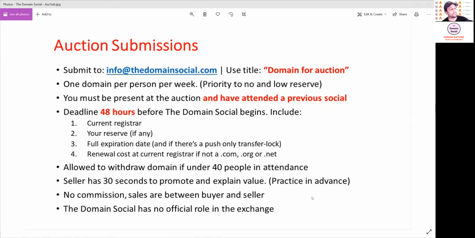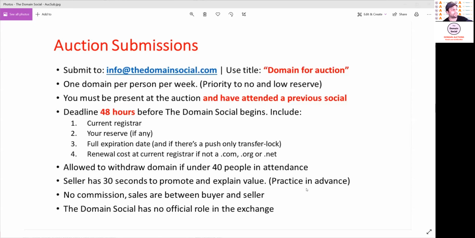Also, there's no commission taken by the domain social. So the sales, and we call it an auction, but it's not really an auction. It's basically a sale directly between the buyer and the seller. So the buyer prepared to pay the highest amount, and the seller.